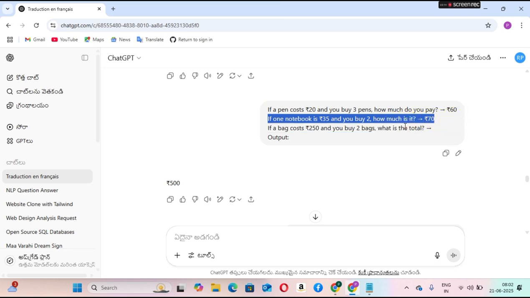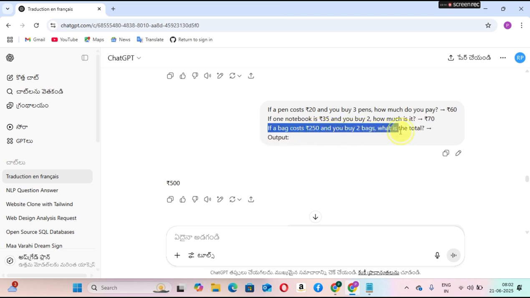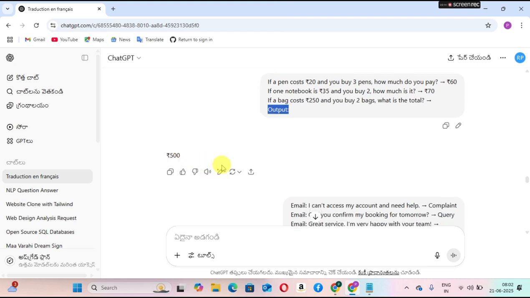So the second example is, if one notebook is 35 rupees and you buy 2, how much is it? So the answer is 70 rupees. So this is also an example. Now consider the input data. If a bag costs 250 rupees and you buy 2 bags, what is the total? So here you are expecting an output for this particular sentence from the AI model.